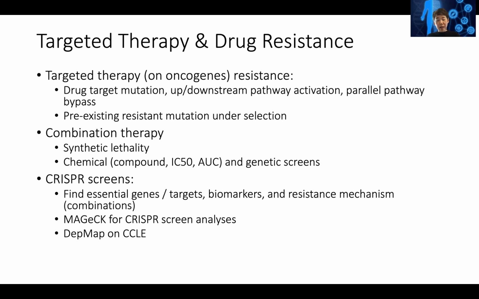But with the drug selection, it's being selected to become the dominant population. And in order to overcome drug resistance, we usually have to use combination therapy by looking at pathways that are synthetic lethal. So if you block one pathway, it's okay, the other is okay, but if you block both pathways, the cancer cell will die, but that will leave the normal cells intact.